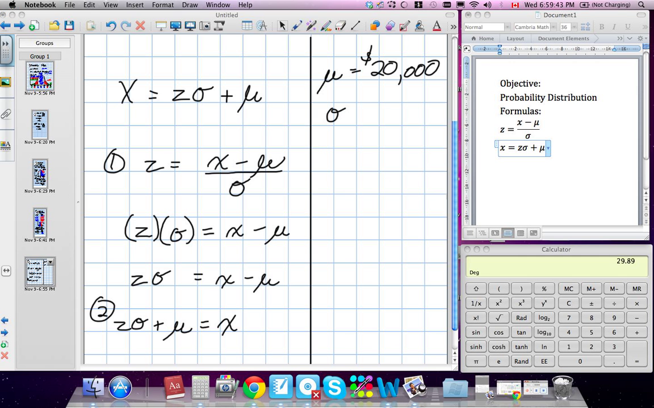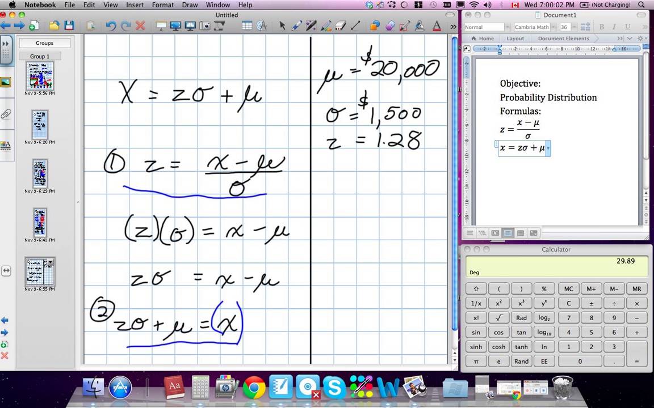And now when I go to bring the mean over to the other side, because we're trying to isolate for just x, because it's a negative sign, the mean becomes positive on the other side. So we get z standard deviation plus the mean is equal to our x, whatever our value is. So this was actually our second equation. All they did was rearrange the first one to get to the second.